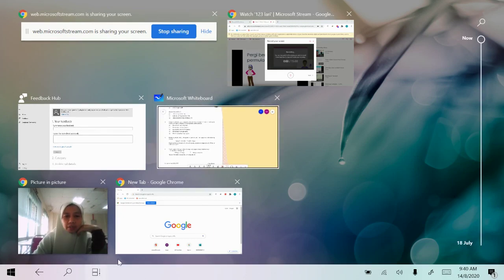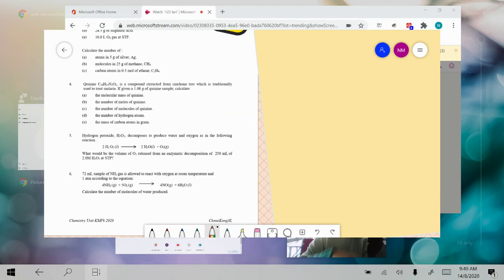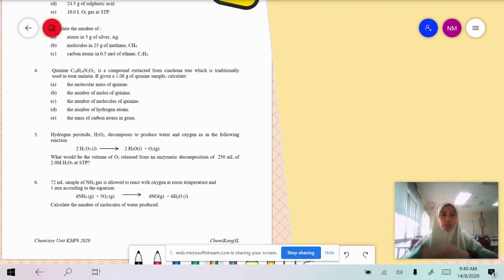As promised, we will continue with questions. I want to concentrate on question 4, which is still on the mole concept and will include a little bit of calculation, including molarity today. Okay, let's have a look at question 4 here.